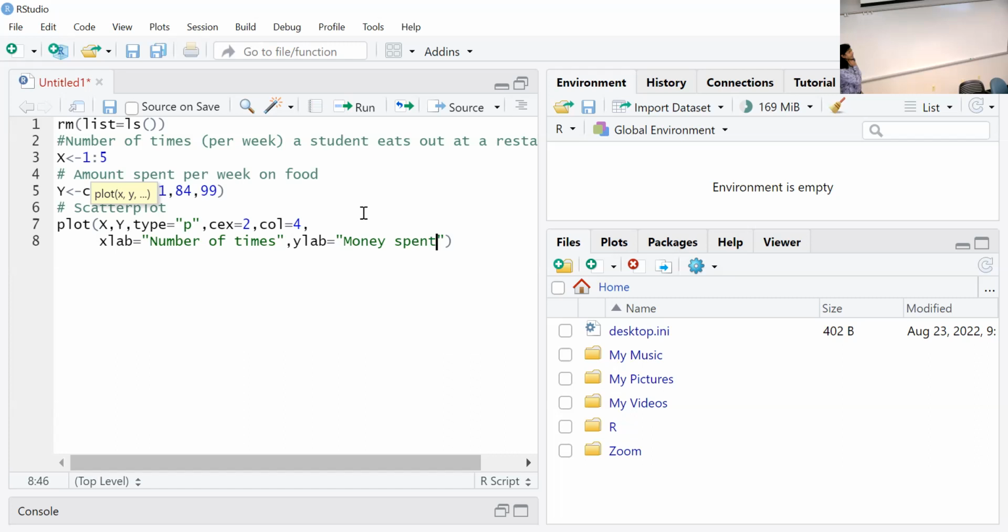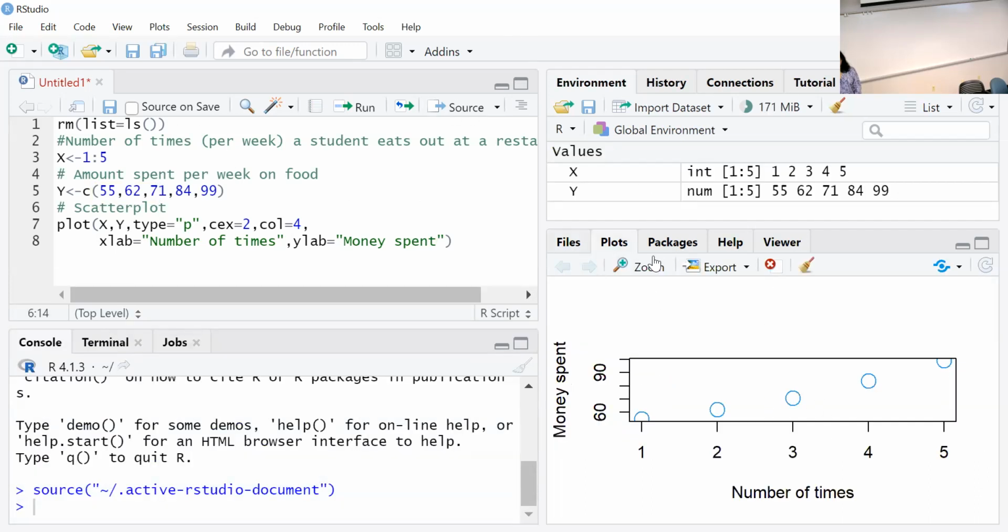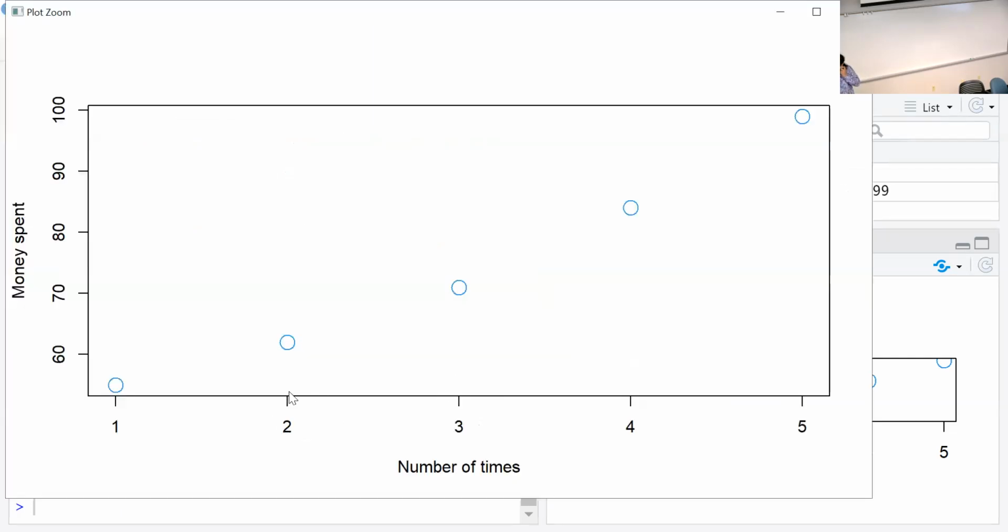So both of them are vectors, so the number of times a student eats out at a restaurant, followed by a Y labeled money spent. I'm going to graph this. That's what it looks like. Similar to the graph that we had. Yes. We can change the axes to get a better picture.